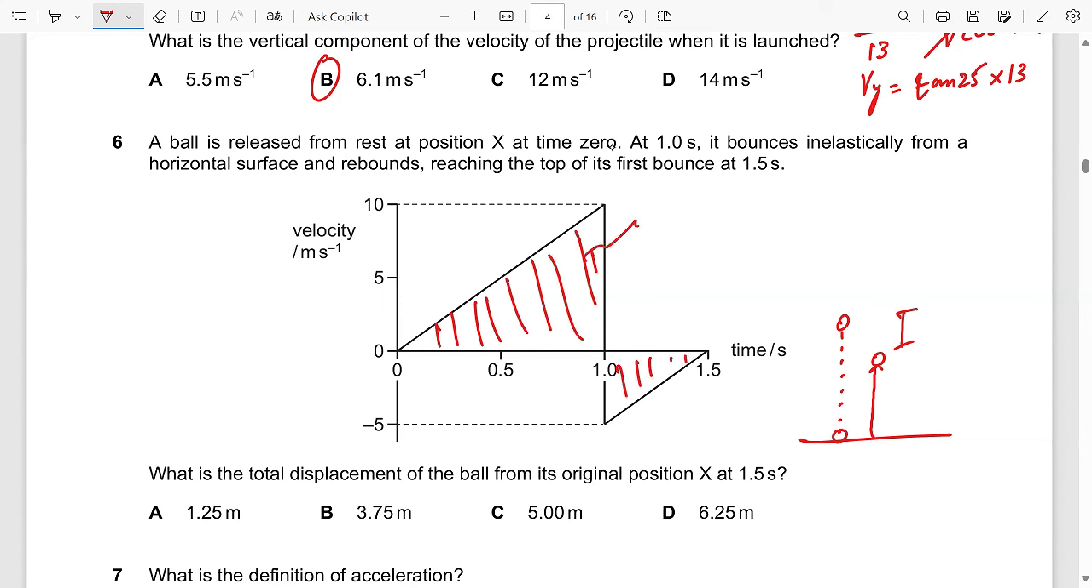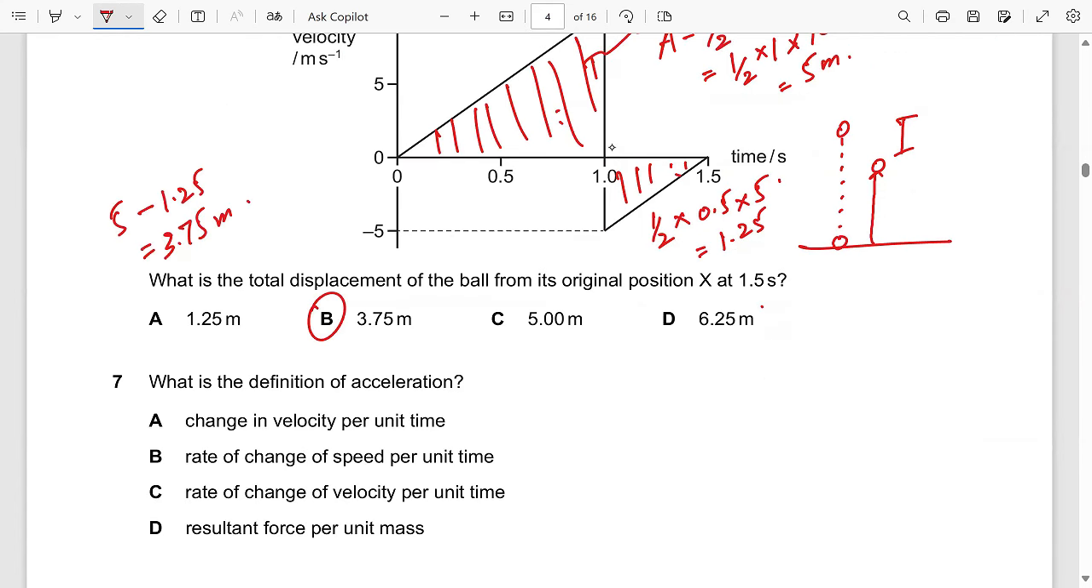So what you'll do is, first of all, you're going to find the area. Area is half into base into height. So you have the base here, which is 1, and the height here is 10. So this is going to be 5 meters here. And as far as this is concerned, this is half into base is 0.5, height is 5, right? So ये आपके पास कितना आ जाएगा? Okay, what is the definition of acceleration?